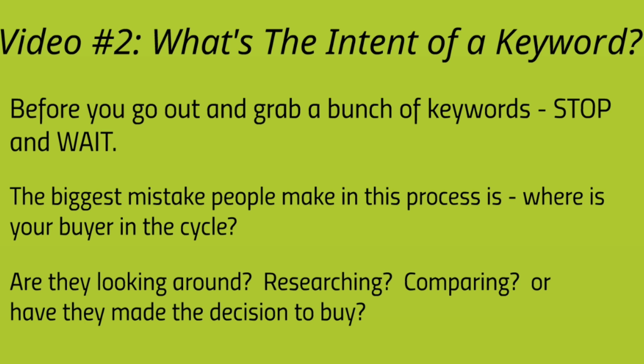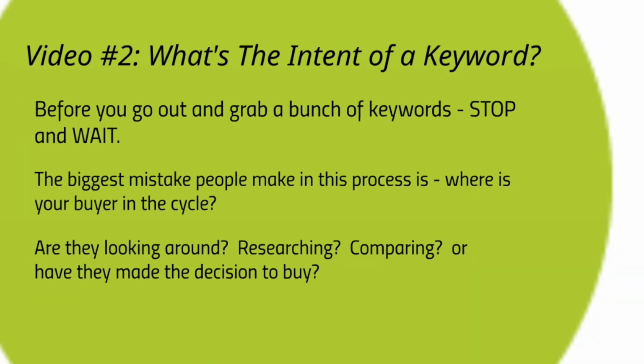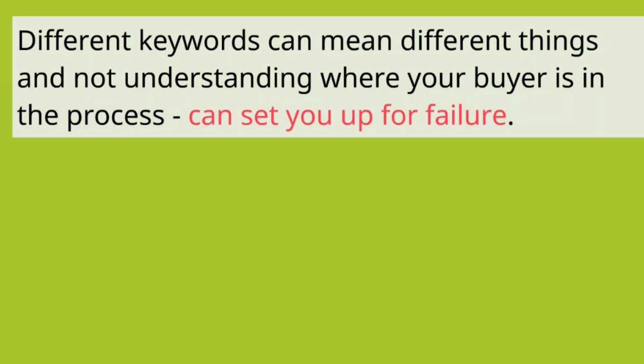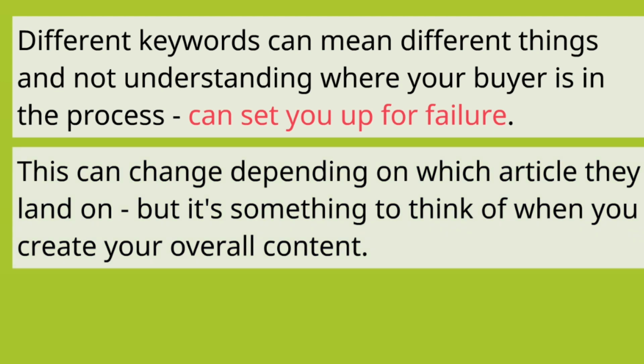The reason they're doing that is that if they're searching very specifically, they're more likely going to buy, right? So if you can think about that, then when you get them to your website, your articles, your content, your videos, and everything like that, guess what? You've set yourself up for success. In other words, different keywords can mean different things, and not understanding where your buyer is within that process can set you up for failure. Now, this can change depending on which article they land on, like I said earlier. So creating your content based on the intent of the keyword is crucial.